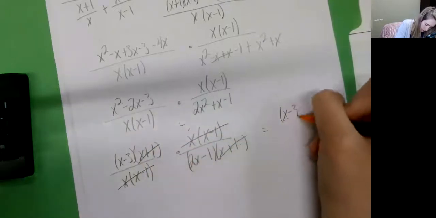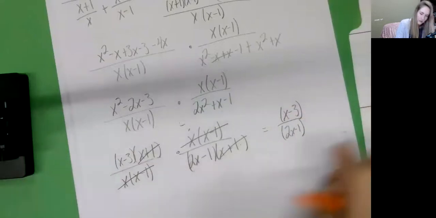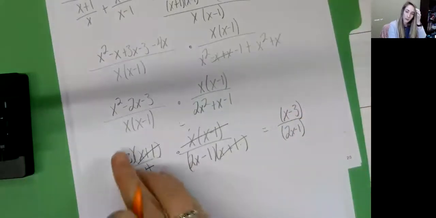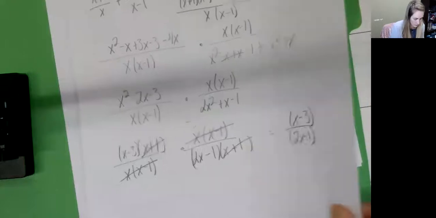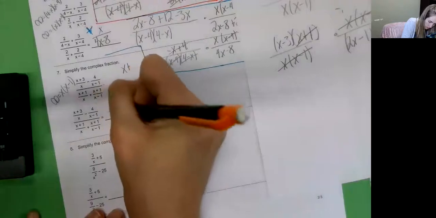So that's one way to always check these, because they're having you do this to cancel things out. So if you can't cancel something out, you might have messed up. So x minus 3 over 2x subtract 1.